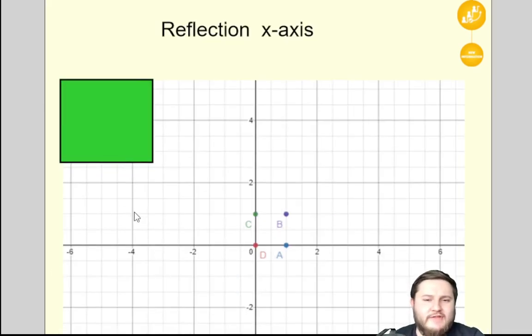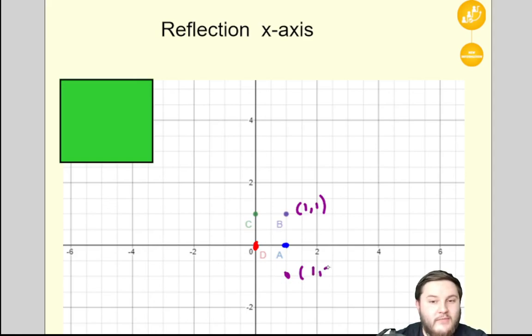Okay, let's try the same process again, but this time I want to do a reflection in the x-axis. So I've got my unit square again. If I want to do a reflection in the x-axis, this point here is going to stay where it is, and A is going to stay where it is because it's on the x-axis. This B here is going to go from being 1, 1 to now being 1, minus 1, right? Because it's 1 across, 1 down. And C goes from being 0, 1 to now being 0, minus 1.